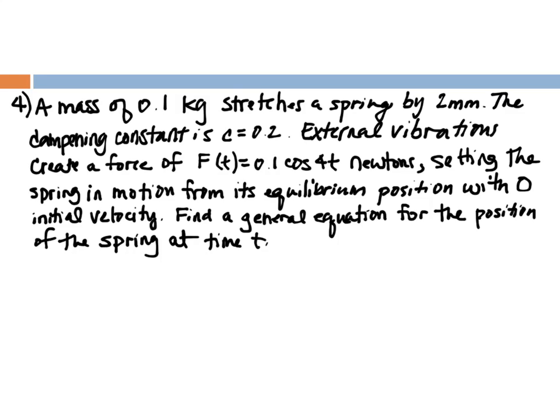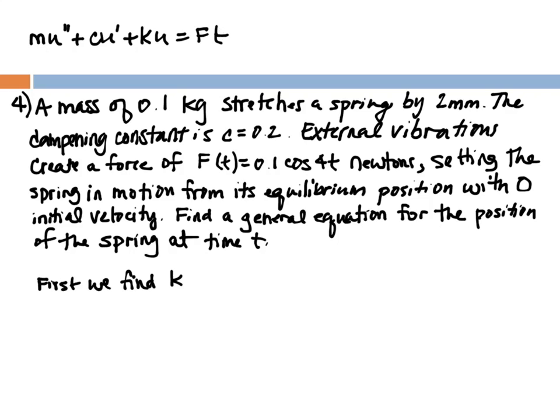C is equal to 0.2. The first thing we're going to do is find K. Let me write this at the top again. This is M times U double prime of T, plus C U prime plus K U equals F of T. Just put F, abbreviate. First we find K.